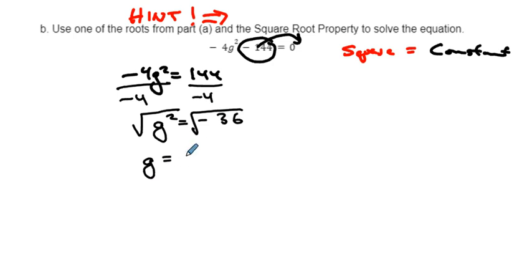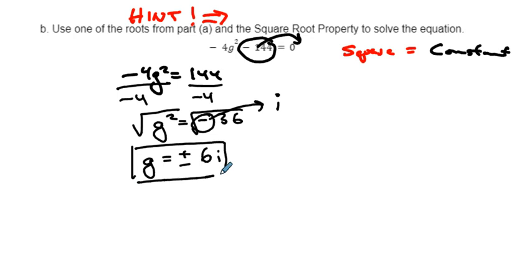And then the square root of this is going to be plus and minus. I have a negative in here, so that's your hint that you're going to have an i. And then the square root of 36 is 6. So we have g equals positive and negative 6i. And at this point, you are basically finished. You have solved the equation.